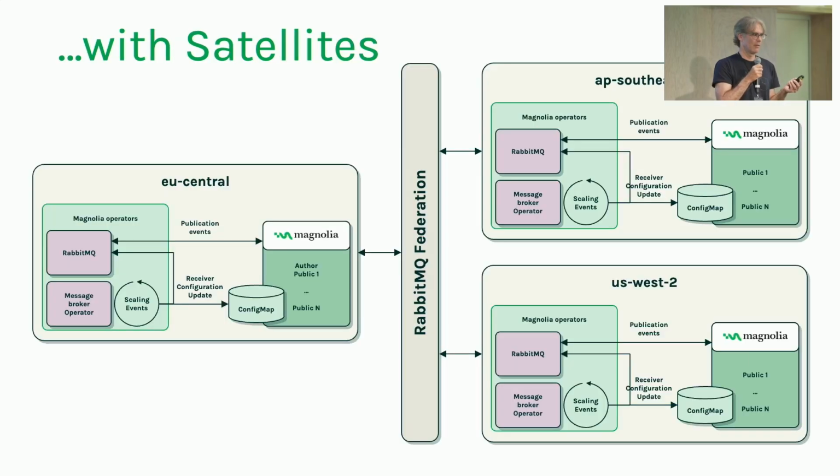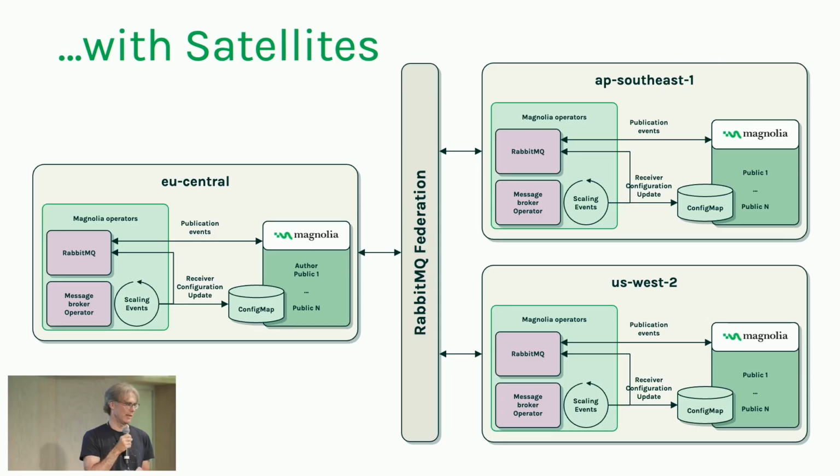If we go further and talk about satellite clusters, there's no need to read everything on this slide. You basically replicate the setup from the previous slide to your satellites. The only difference on the right side, the satellite clusters in the APAC region or the US region, is there is no author instance. There are only public instances. And the whole orchestration is handled via the standard RabbitMQ federation mechanism that you configure. So you can scale that up to multiple regions via RabbitMQ federation.